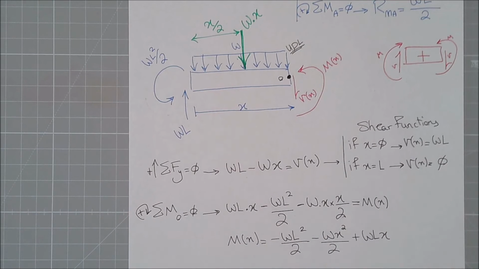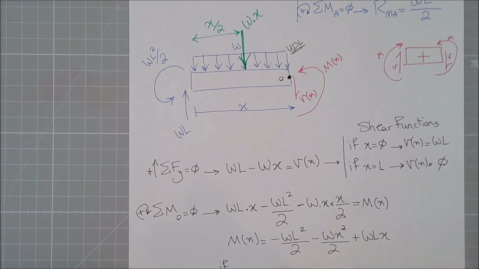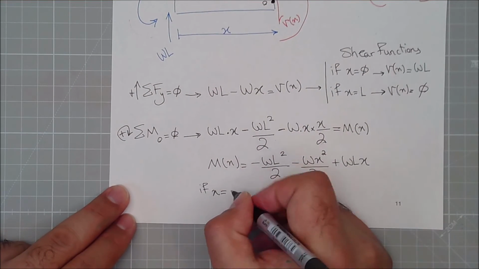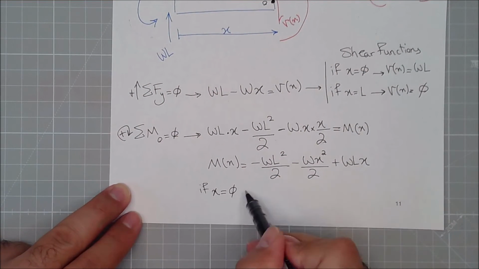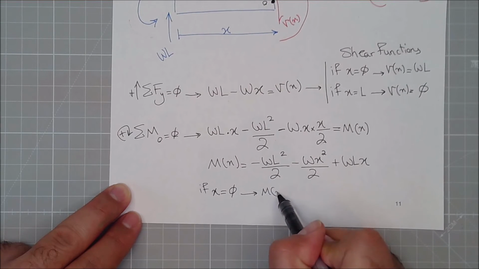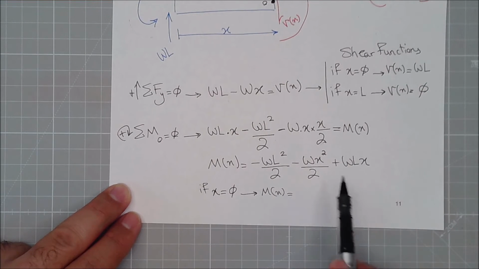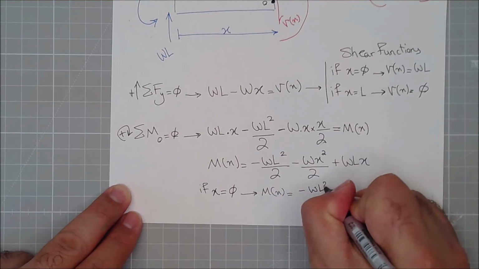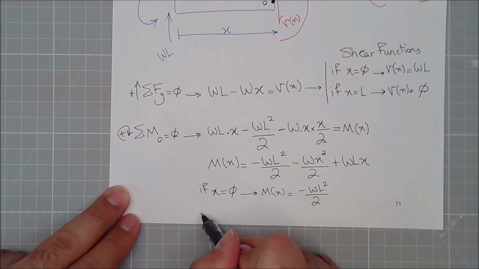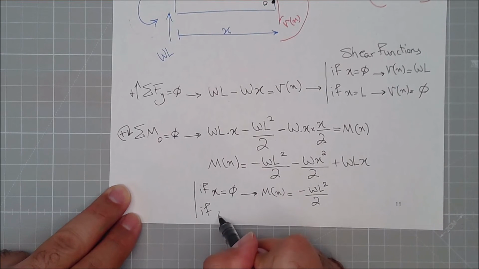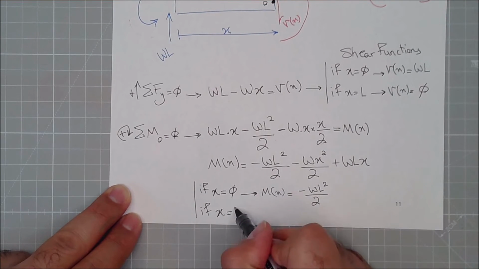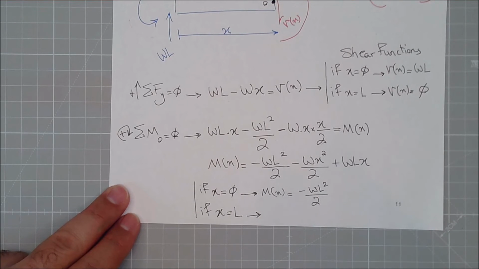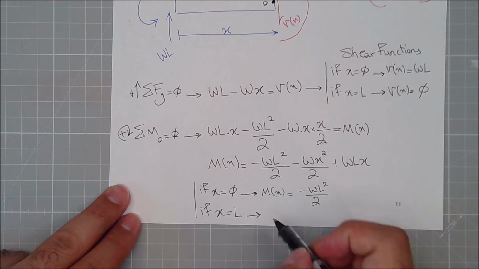Can I put values in it? Yes. If x equals 0, what happens with my M? 0, 0 minus omega L to the power of 2 divided by 2. And if x equals L, because again my segment is a micron before my L length, so I can give that value as well.